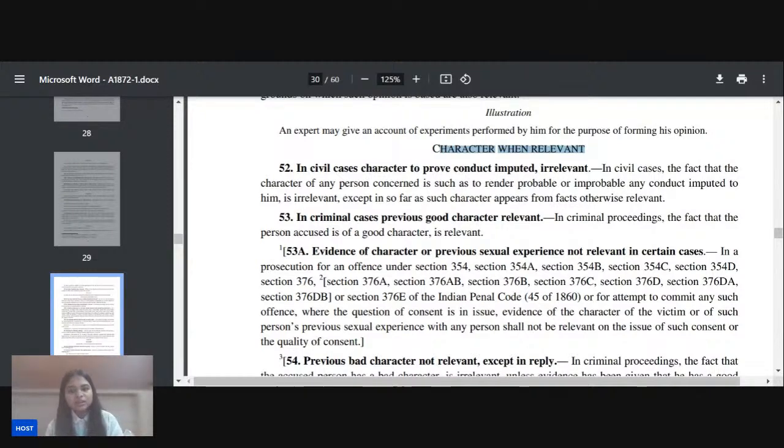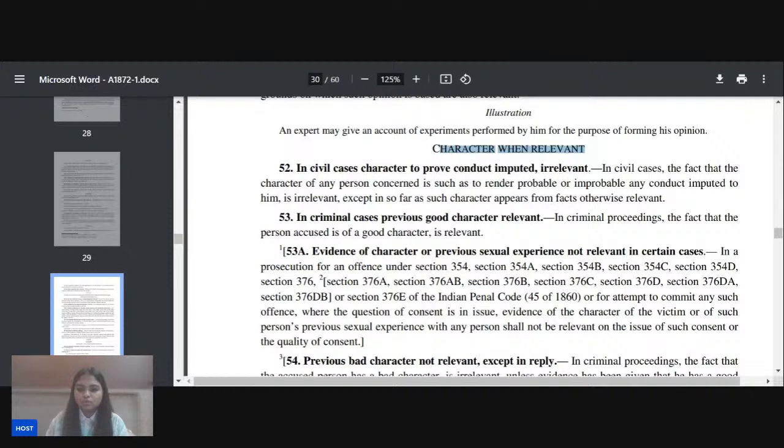Now character is again a very important evidence because it is a combination of qualities. So you can understand the character of a person from his past action, right? You can understand his character from his past action. 52 says that evidence of a party's character cannot be given for the purpose of showing that his conduct imputed is probable or improbable.